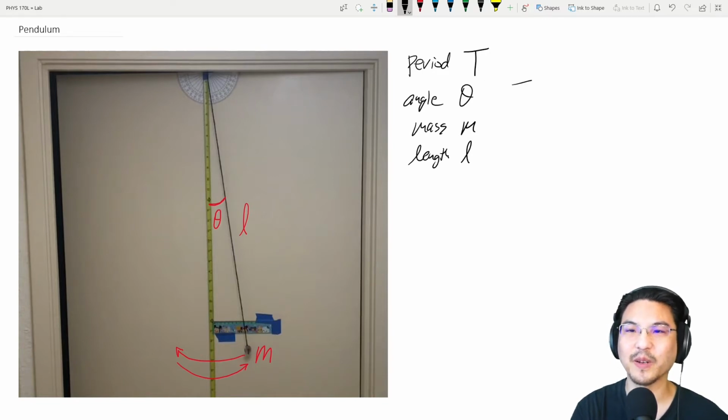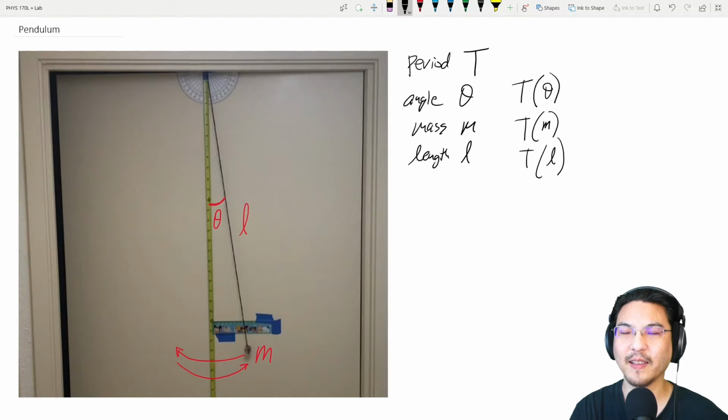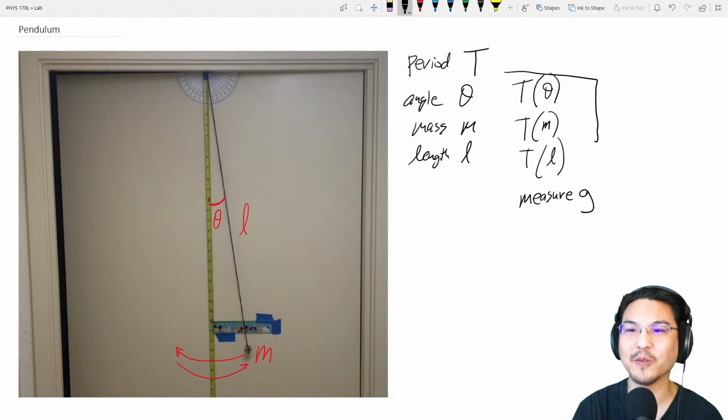So the purpose of this lab is to find the function. What is period T as a function of the angle? What's the period as a function of the mass? What's the period as a function of the length? And then fourth, let's solve for the acceleration of gravity. Use the pendulum to measure it. Okay, and then let's split it up. Let's do these two in this video, and then these two in the next video.